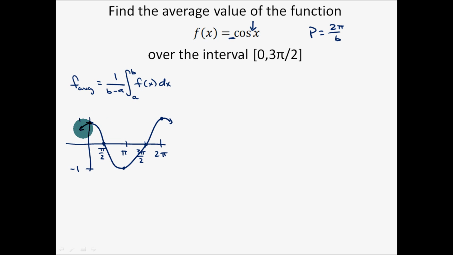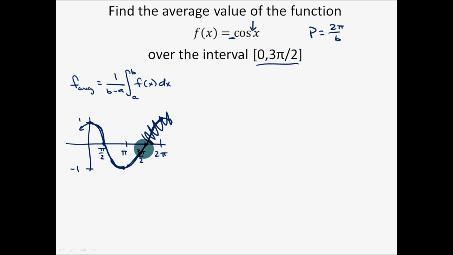Okay, so let's imagine for a second they were asking us to find the average value from 0 to 2 pi. Do you think you know what the average value would be? I think it'd be 0, right? Because for every bit that we're above the x-axis, we're the same below the x-axis, right? And for every bit we're below the x-axis, we're above the x-axis. But here in this case, they're asking us to just find the average value from 0 to 3 pi over 2, right? So we're ignoring this part.